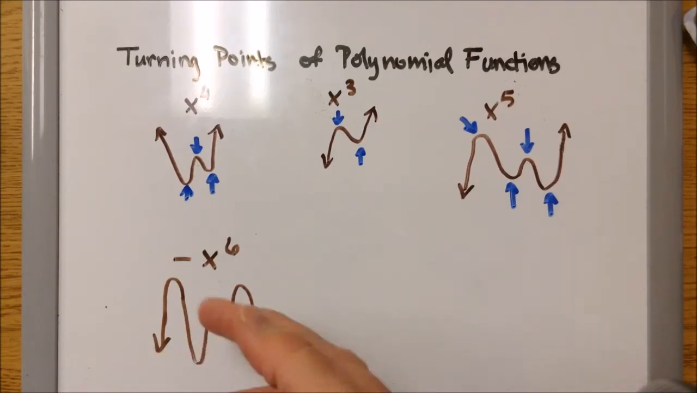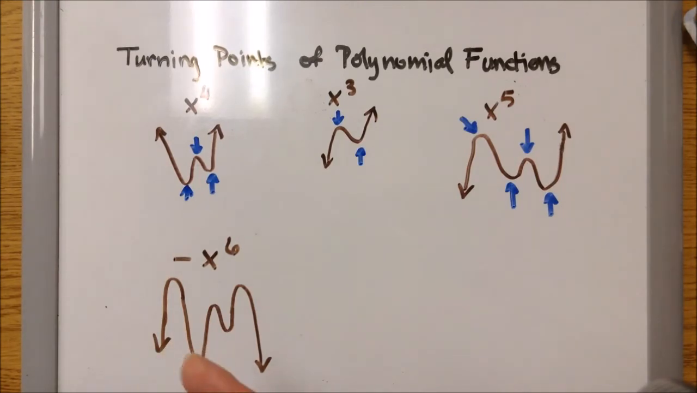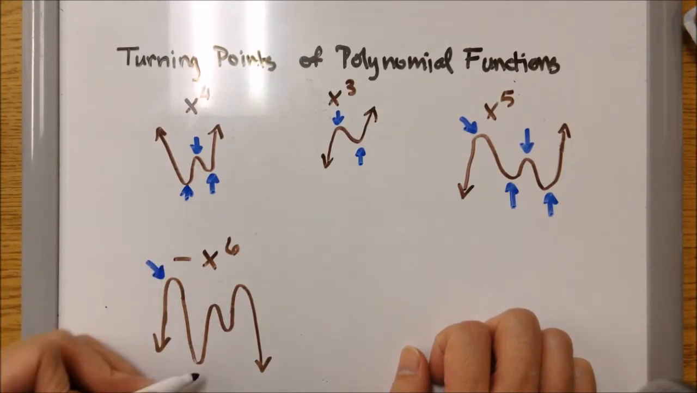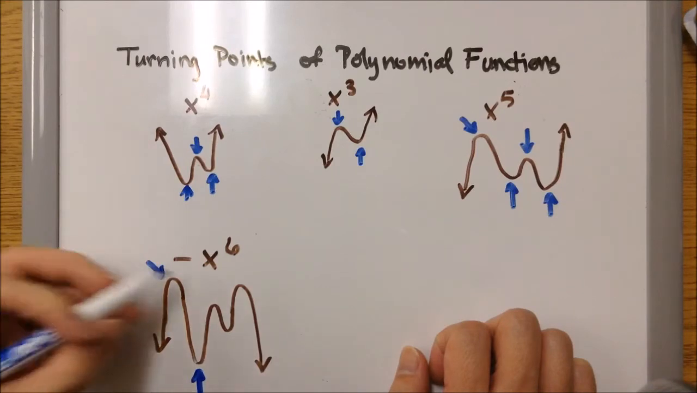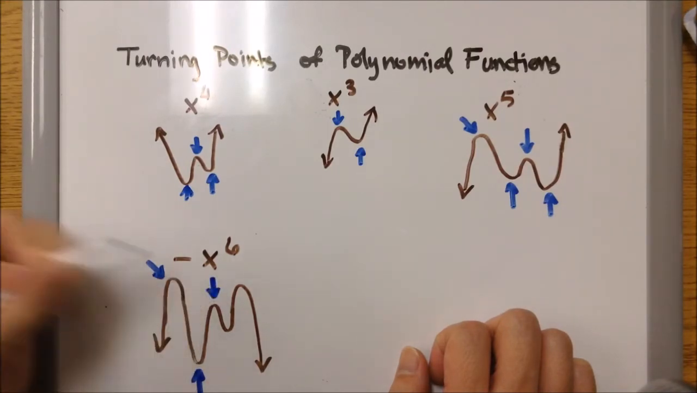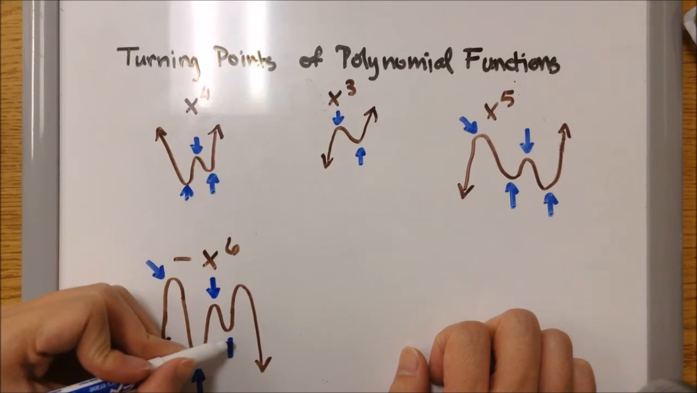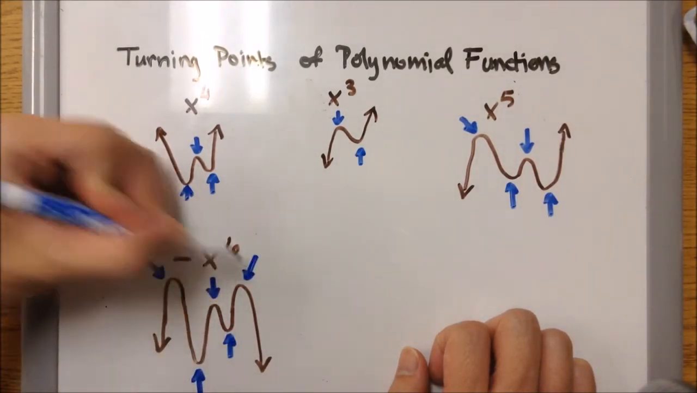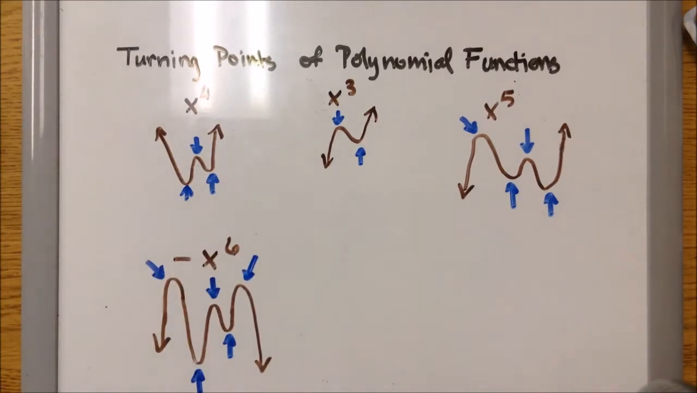So let's take a look at negative x to the sixth. Again, we're just looking at the turning points where it changes from increasing to decreasing or decreasing to increasing, or just basically changes slope. So let's take a look. We see we have one right here. We have our second one right there. Then here's our third one. Here is our fourth. And then here is our fifth. So for negative x to the sixth, we have 5 turning points.